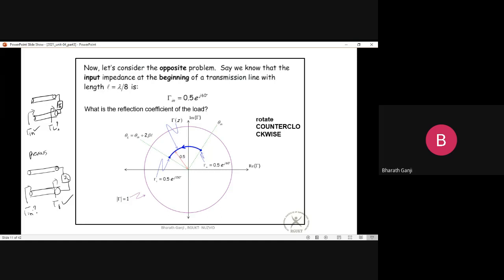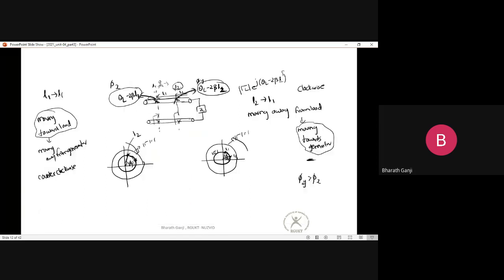If we go clockwise, we can go by a magnitude of tau L, and we can end up with the point giving the value of input impedance, tau in. But if you now know the value of tau in and you want to calculate tau L, you need to go back, or basically you need to rotate in counterclockwise direction, so that you can locate the reflection coefficient at the load. So these are the few things which we started talking about in yesterday's class.